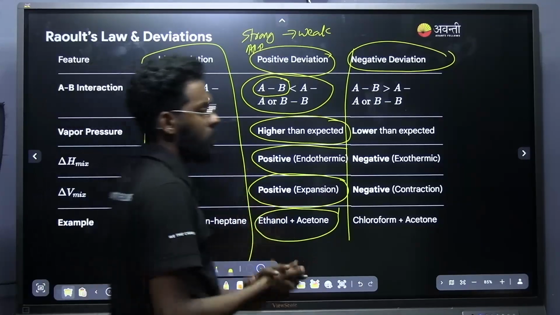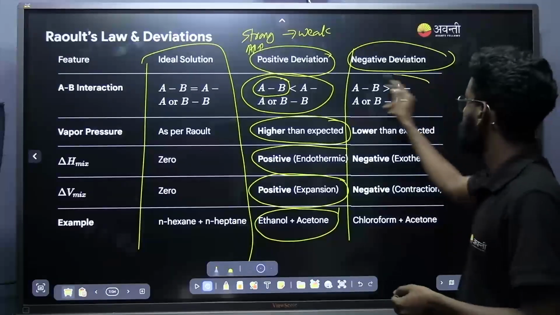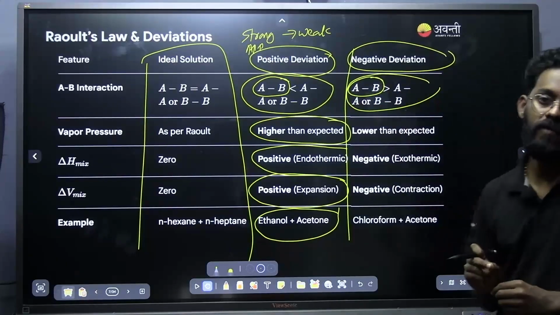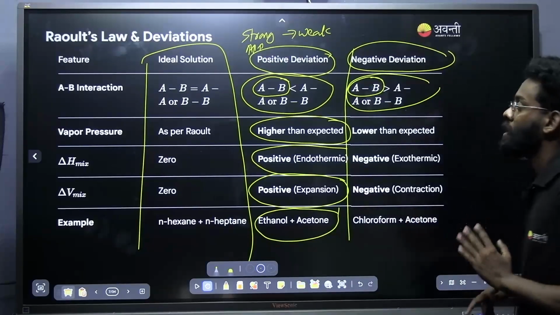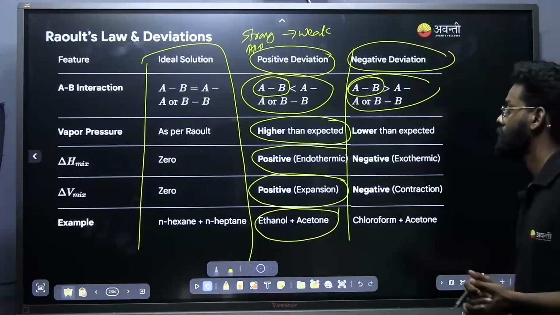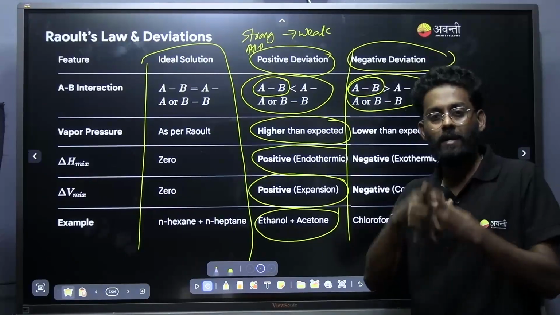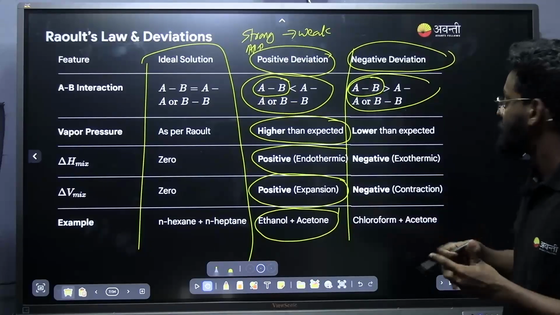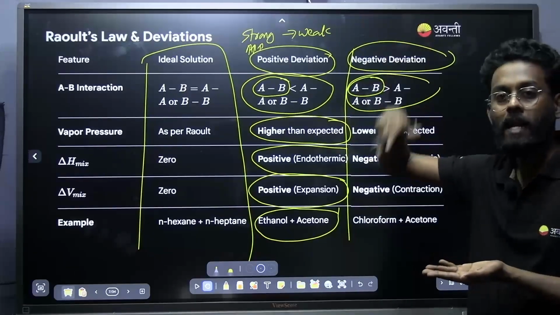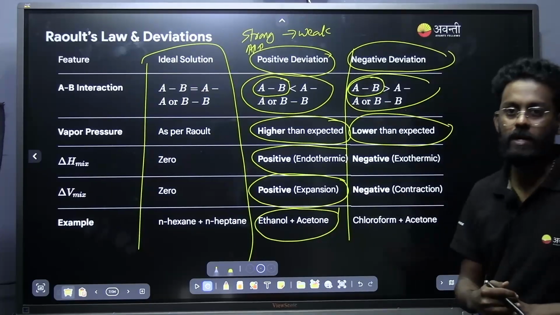And that supplying energy process is what we call an endothermic process. Now, when it comes to the negative deviation, here the resultant solution, that is the AB solution, will have an intermolecular interaction higher than the individual components' interaction. And as the interaction is higher, the molecules are tightly attracted, because of that it can't easily convert into vapor, which results in less vapor pressure. So vapor pressure will be lower than what we expected in the case of negative deviation.